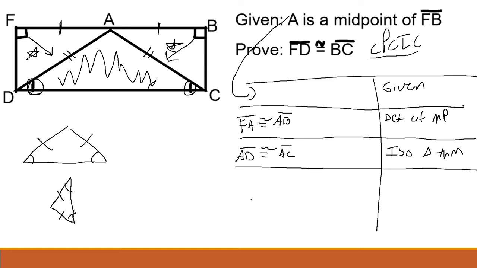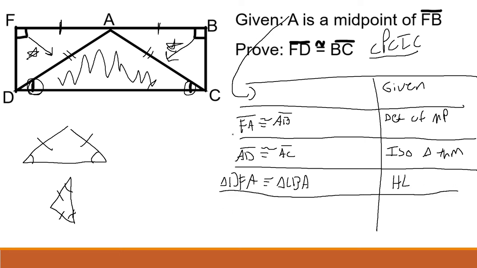And now I can use HL. So now I can say that triangle DFA is going to be congruent to triangle CBA by HL. Now, some of you might stop here, but you don't want to, because the goal wasn't to prove that the triangles are congruent. The goal was to prove that FD is congruent to BC.